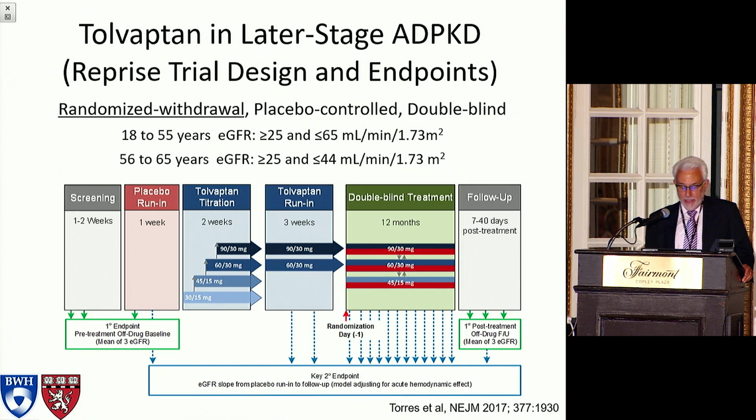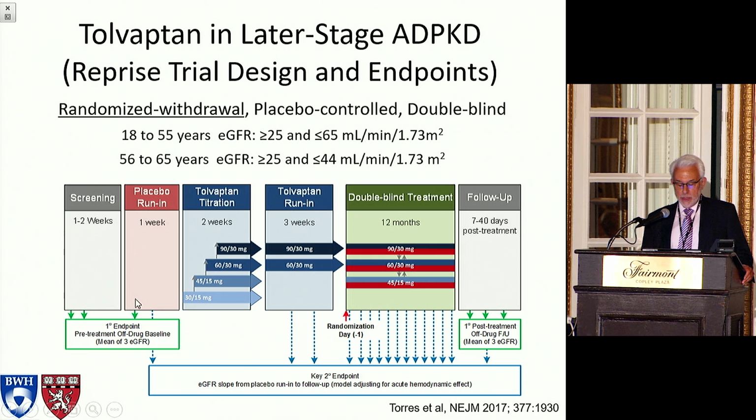So FDA did not approve tolvaptan at that time, and another study was done called REPRISE to look at later stage ADPKD. This was in individuals 18 to 55 years of age with a GFR between 25 and 65, and in older individuals 56 to 65 with a GFR between 25 and 44. And this was done to assure that these individuals were at risk of progression. So this is a complicated study design.